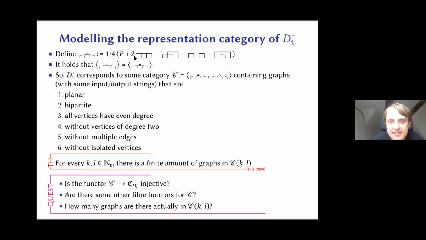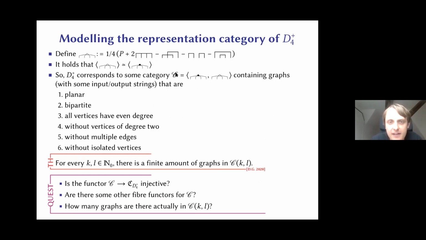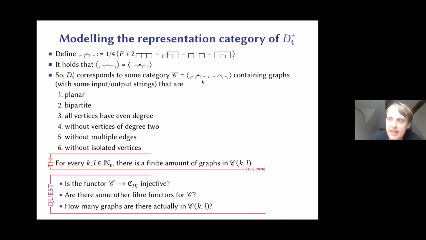I define it like this. And if you notice here, it is almost the same thing as this P minus this crossing here, with the change that I'm putting twice the four-block here, but the four-block is anyway in the category. I'm subtracting these two pairings, but those are also anyway in the category. So actually this thing equals my category here. So this is a more convenient set of generators.